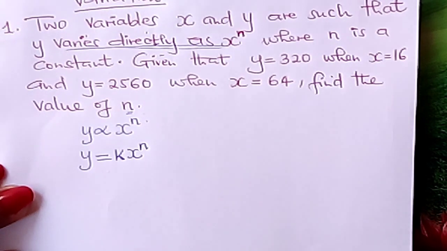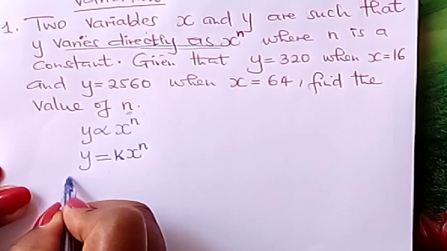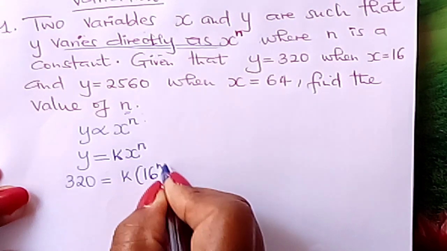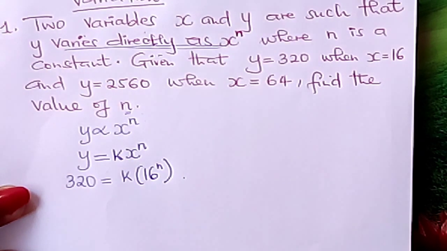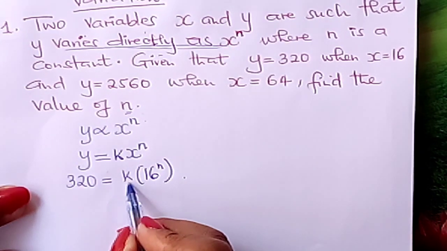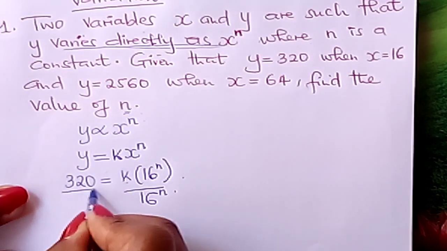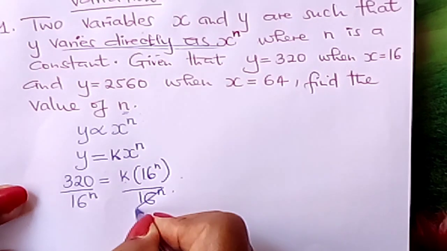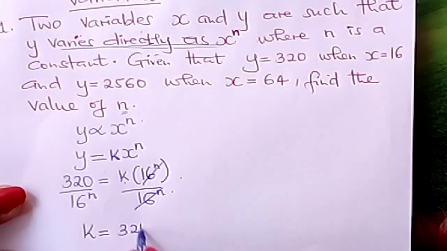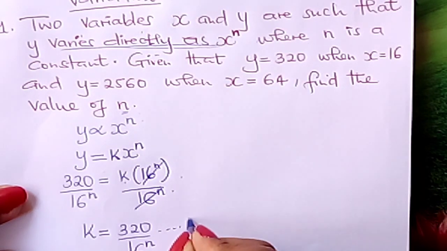From there, learner, you fix your figures. Y is 320 when x is 16. So 320 is equal to k times 16 raised to n. Make k the subject of the formula. Divide both sides by 16 raised to n. This and this will cancel out, and therefore our k is 320 over 16 raised to n. Call that Roman 1.